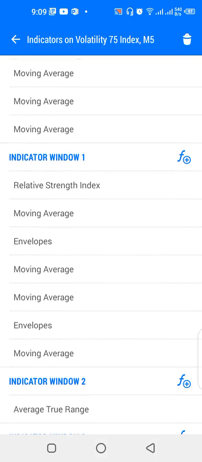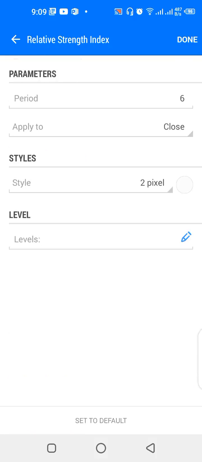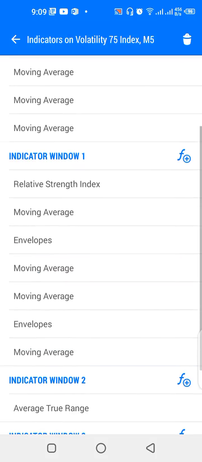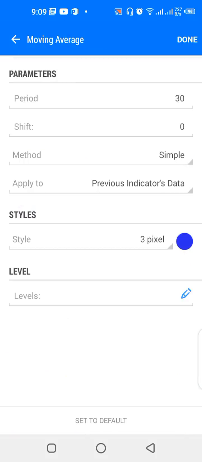And on indicator window one, we have relative strength index. Period is 6. Applied to close. Color matches the background color of the chart. We have moving average, period is 30, method is simple. Apply to previous indicators data, color is blue.